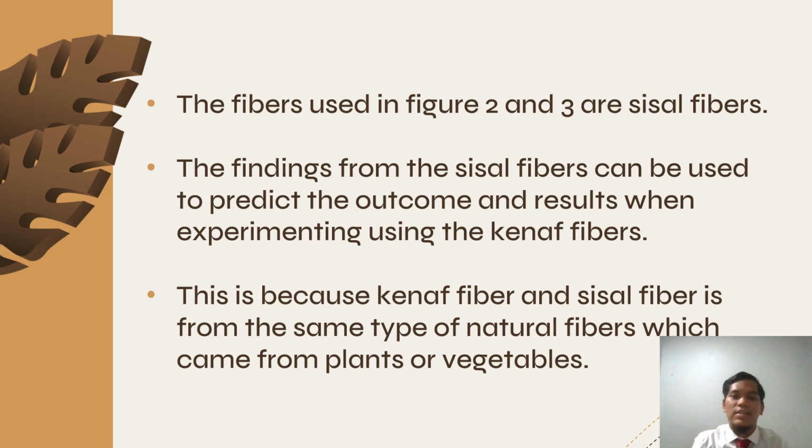The fibers used in figures 2 and 3 are sisal fibers. The findings from the sisal fibers can be used to predict the outcome and result when we are experimenting using KENAF fibers. This is because KENAF fibers and sisal fibers are the same type of natural fibers, which come from plants or vegetables.